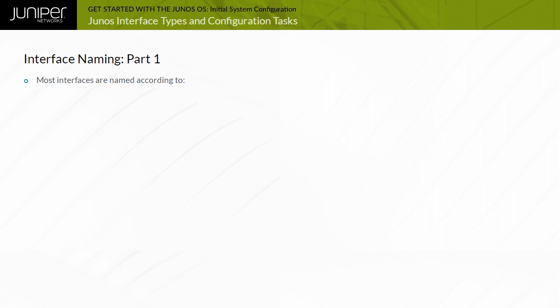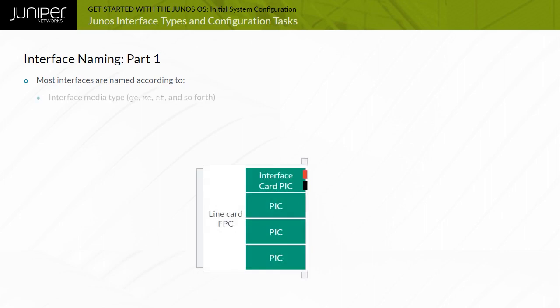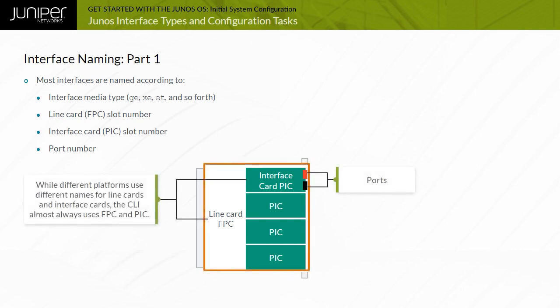Junos OS uses a standard naming convention. Most interfaces have names based on the interface media type, the system slot number in which the line card is installed, the line card slot number in which the interface card is installed, and the port number for the interface card. The CLI almost always refers to line cards as flexible PIC concentrators, or FPCs, and interface cards as PICs, even though the actual names of these physical components might vary between Junos devices.